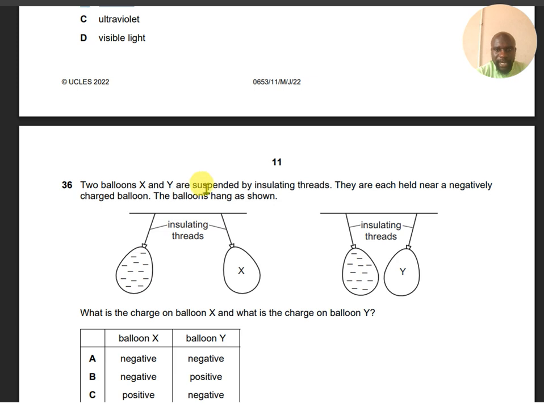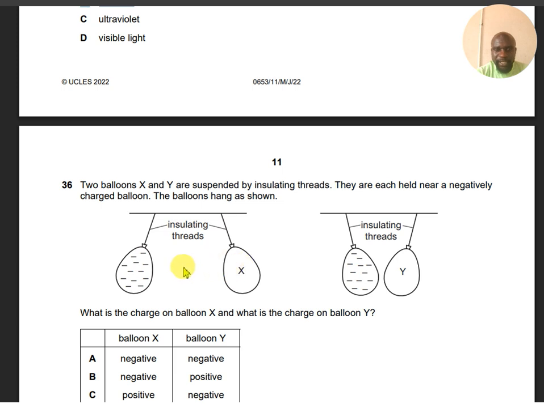Two balloons X and Y are suspended by insulating threads. They are each held near a negatively charged balloon. The balloons hang as shown. Insulating threads, yes. This one is negatively charged. They are each held near a negatively charged balloon. Right, fine. X and Y. What is the charge of the balloon on X?